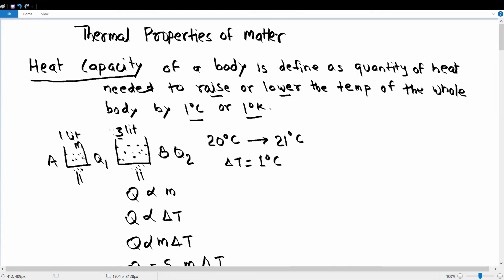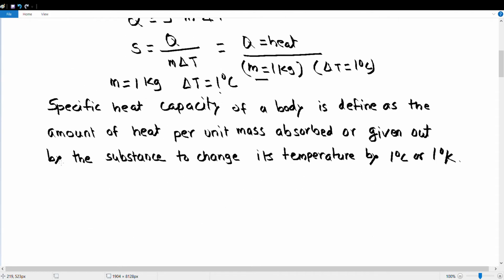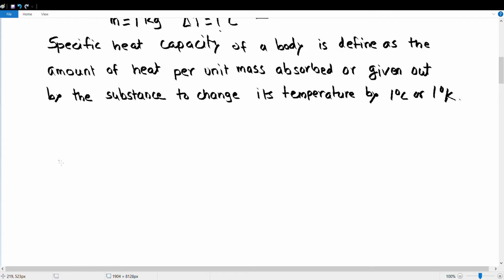It may be 1 liter, it may be 3 liter, or it may be 1 kilogram, it may be 3 kilogram. The quantity of that substance is not defined for heat capacity, but the change in temperature for both of these is the same. So this is the specific heat capacity of a body. Now let us see the specific heat capacity of a gas.